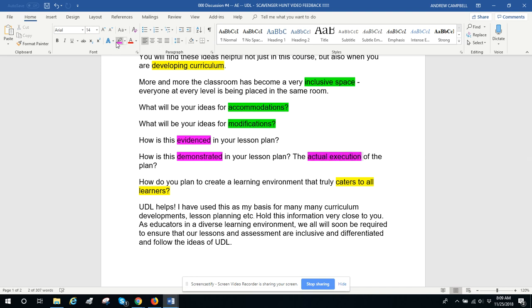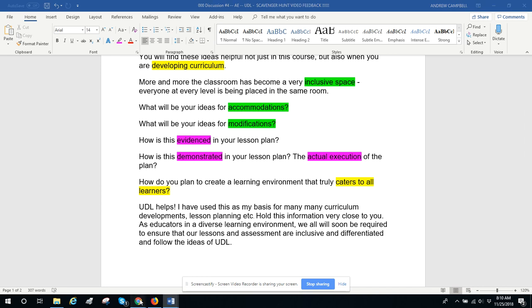Because what I find is that sometimes we have good ideas, but we don't have good execution. So we may write something, but we don't have good execution of it. And so when you look at the lesson being actually taught, you see a lesson where everything is the same. The lesson plan says you have accommodation or modification, but it's all the same. And so what I want us to do is to remember that as educators, the classroom is changing. We have to cater for different kinds of learners, and that is why we look at UDL.